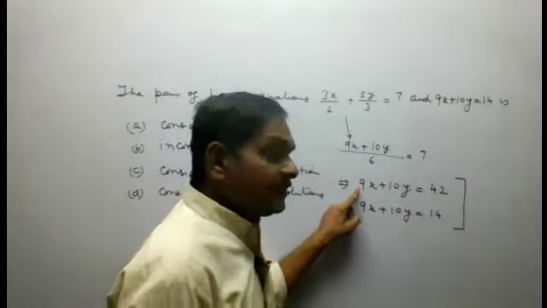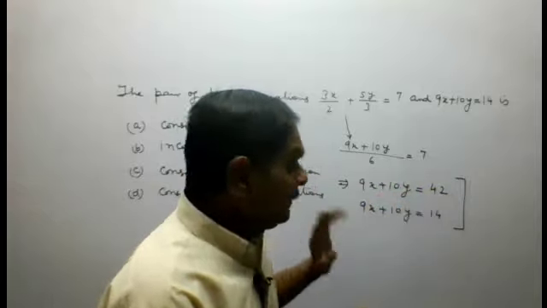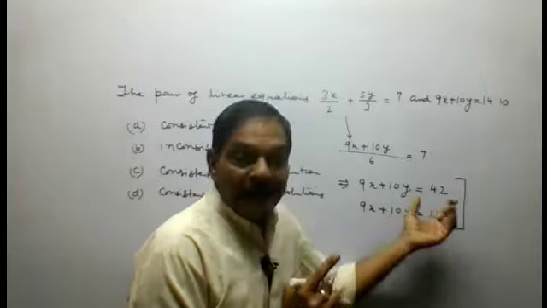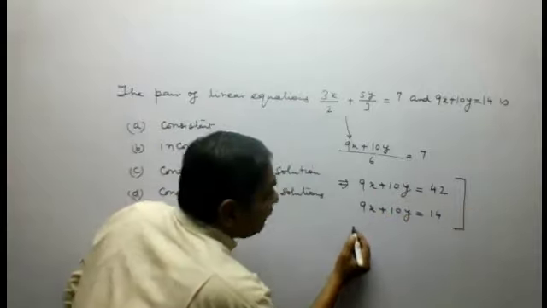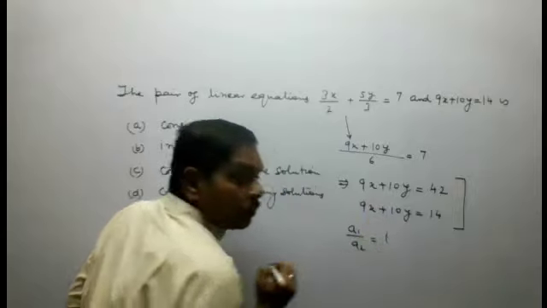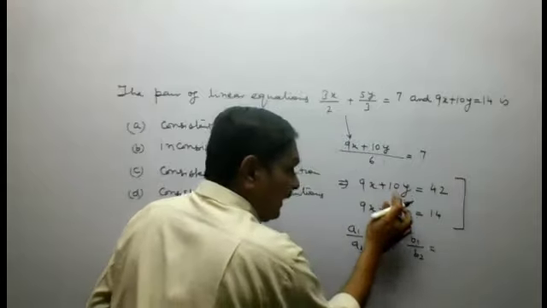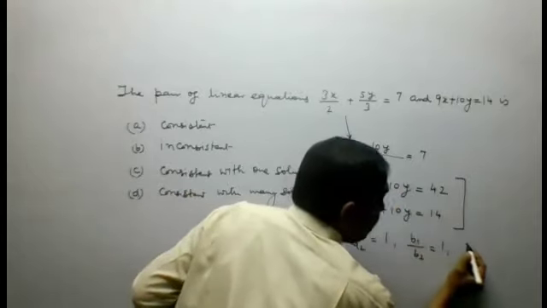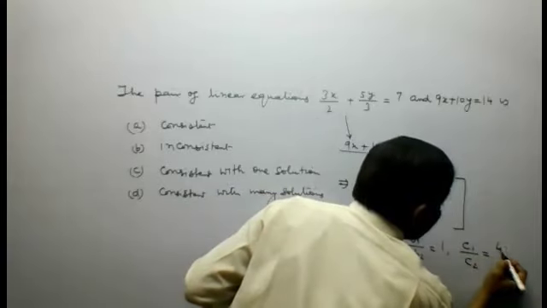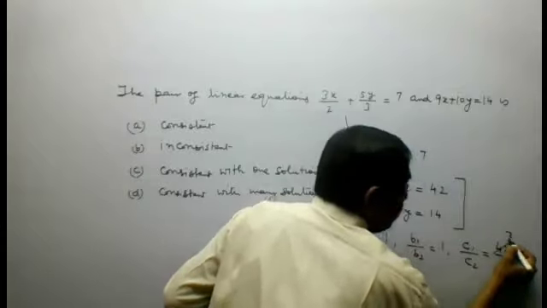Now this equation is to be compared with a1x plus b1y equal to c1. This equation is to be considered as a2x plus b2y equal to c2. So a1 upon a2 will be equal to 9 upon 9, that is 1. b1 upon b2 we find 10 upon 10, which is equal to 1, and c1 upon c2 we find 42 upon 14, that is 3.